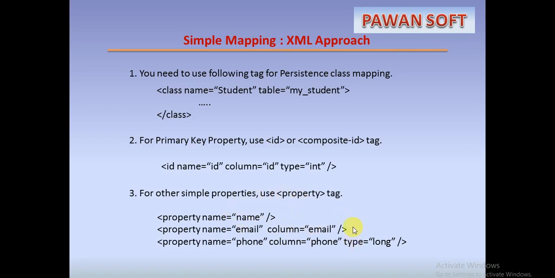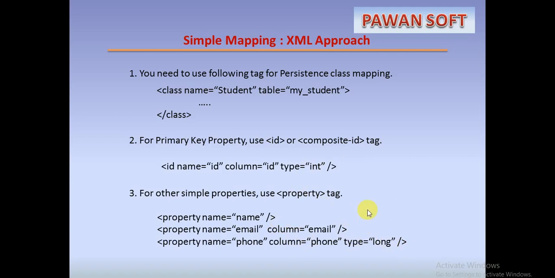And here, if you see, type is optional for a string type property, right? When you have a string type property, type is optional, and when you have something other than string, type is mandatory. You have to specify the type, right? So here you can see this ID is int type, and this is long type. I have given int and long, otherwise you will get an exception.